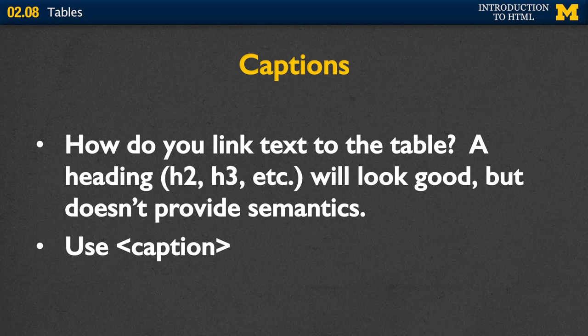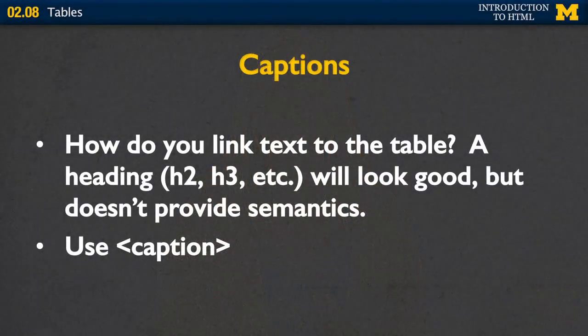Next, let's talk about captions. So how do we link text to a specific table? What people used to do is they would put in some sort of heading, H2 or H3, right above or right below the table. So visually, if you were looking at it, you could figure out, oh, this goes with the table. But again, I really want to push you to use semantic tags. So instead of doing that, you can use the caption tag inside the table, and it'll help everyone know that this caption goes with this specific table.